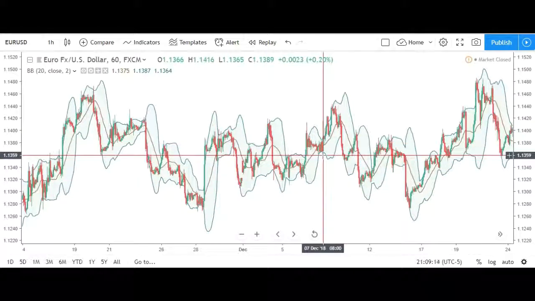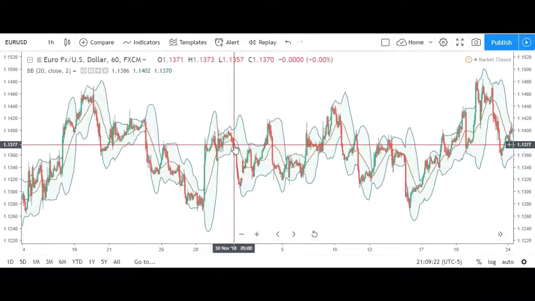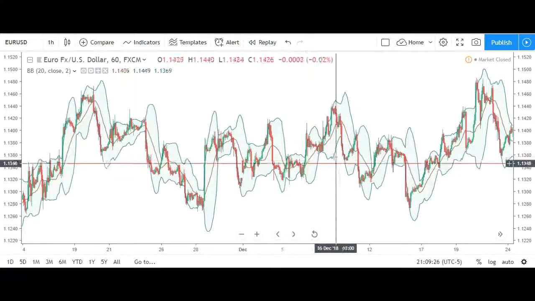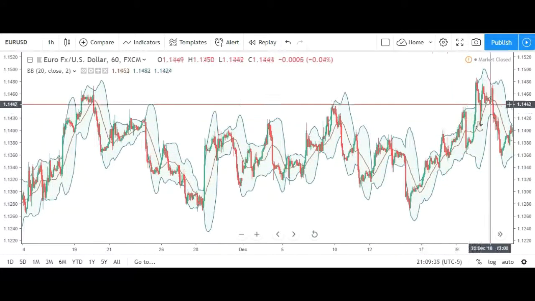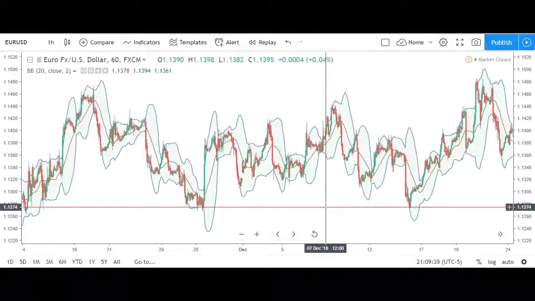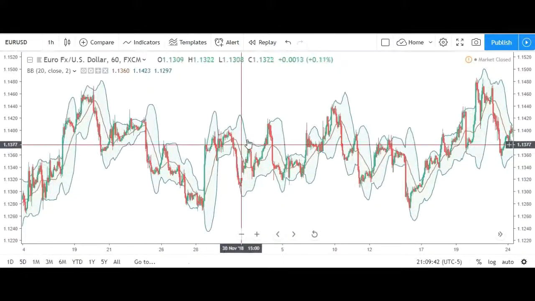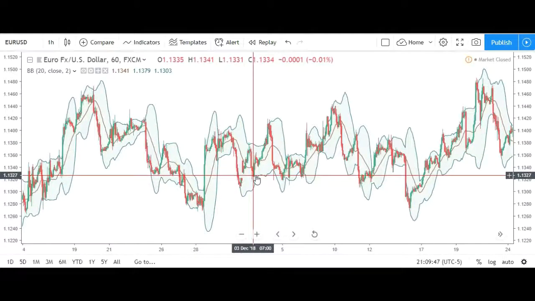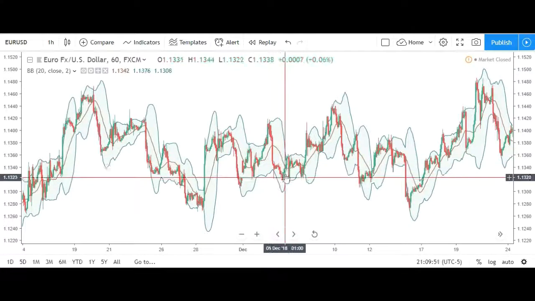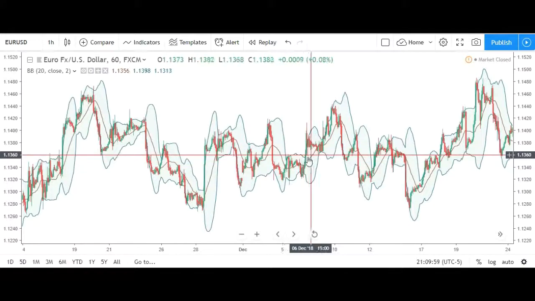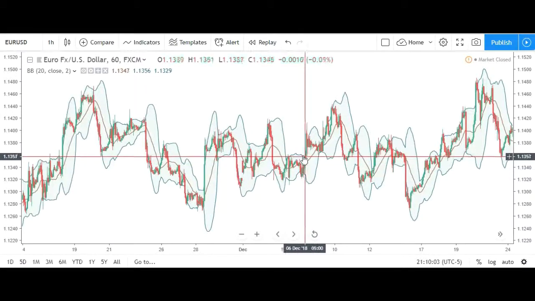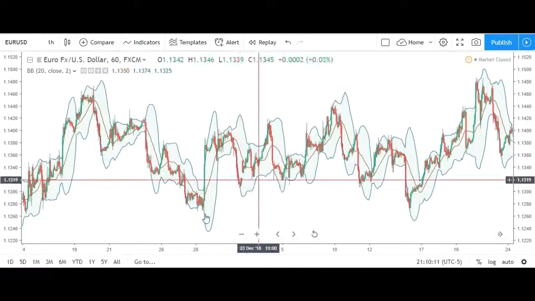Now, this works sometimes and not always. So sometimes it's good to have a confirmation indicator along with it, something like RSI. And this also takes into account volatility. So you can see right here, when the bands get bigger, the bands are the blue ones, and there's more area, that means that there's been high volatility for that area. And when it squeezes, that means there's been low volatility.